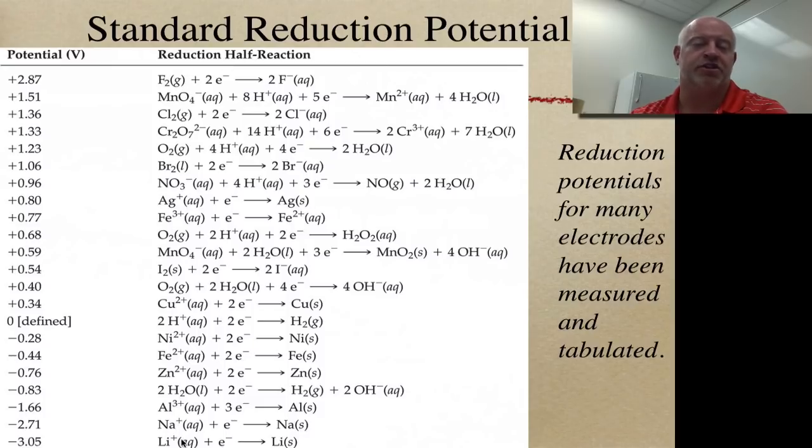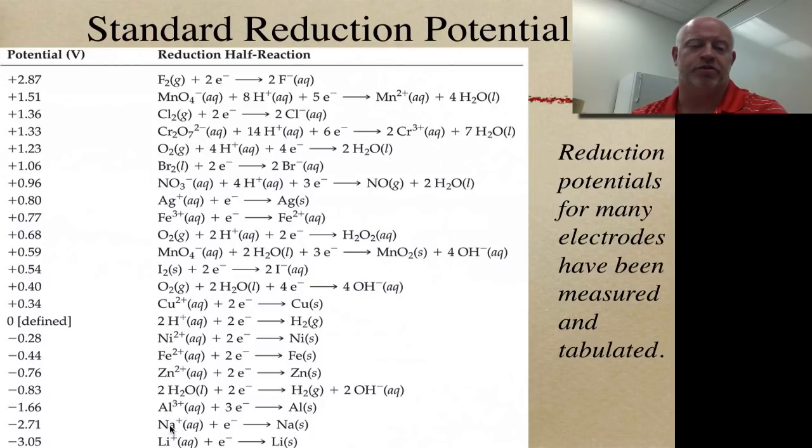Now here's one chart, just one list I happen to have. You could look up others if you needed to. Let's take a look. So let's say, for example, fluorine. If you wanted to reduce fluorine from its gaseous state into fluoride ions, that reduction potential is 2.87 volts. So this is the biggest reduction potential that we have. It's a very big positive number to do this.